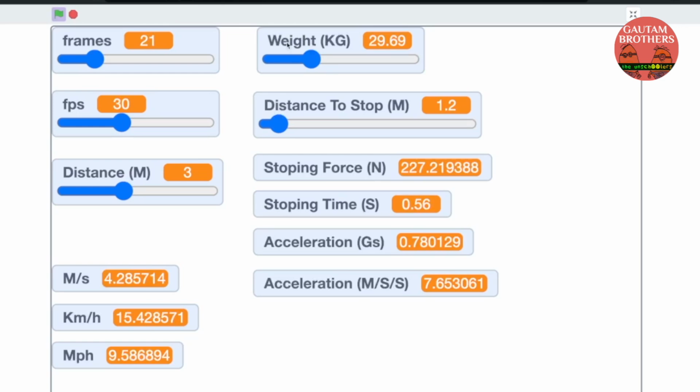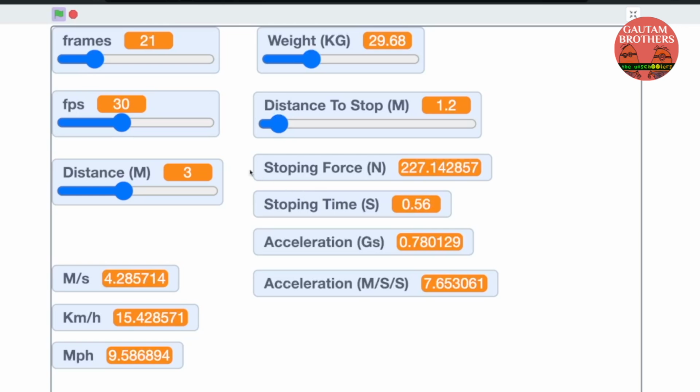So let's put in a random weight. No, put in your real weight, about 29.5 kilos. It goes from 100 to 1 kilo. I don't know why anyone would be 1 kilo. So let's put in my weight, something like that. Then it took me 1.2 meters to stop. We frame calculated that, 17 frames.